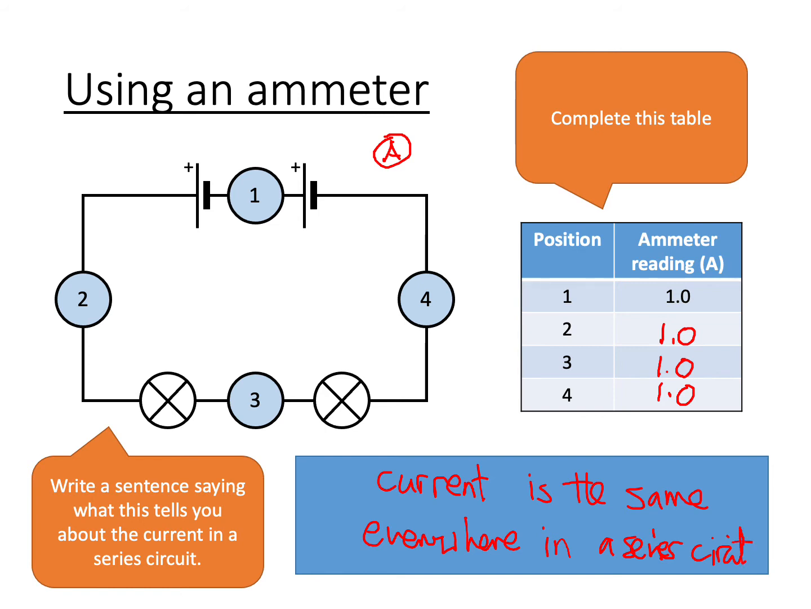So there is a misconception that current is somehow used up as it goes around the circuit, and that's not true. What we've got is little electrons travelling around like cars on a racetrack. So those electrons are moving around the circuit and they're just going round in a big loop.